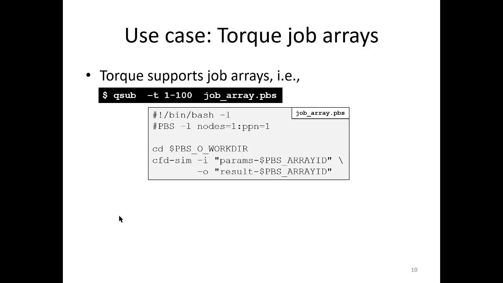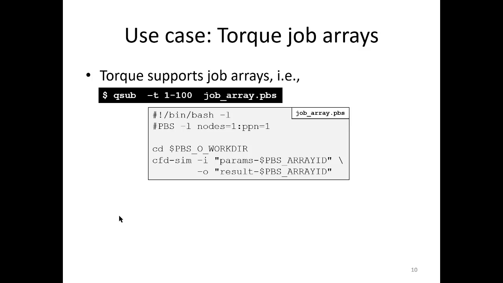Another use case is for Torque job arrays. PBS Torque supports job arrays, so you can submit a job script, jobarray.pbs, using qsub and the additional command line option -t, for instance, from 1 to 100. That means an array of 100 jobs is submitted, so not an individual job, but a set of 100 jobs. And each of those jobs will be individualized through the value of an environment variable, PBS_ARRAYID.